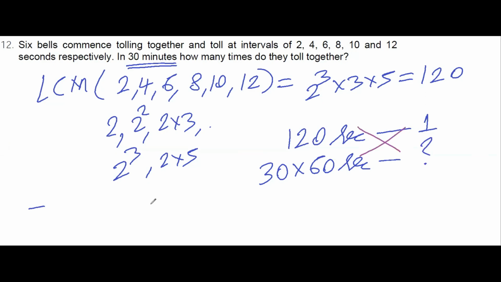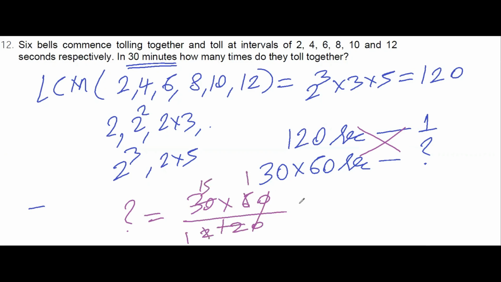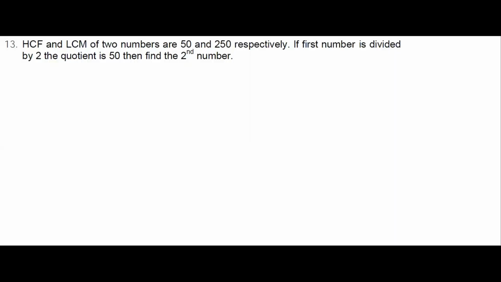Now you have to cross multiply. So the question mark will be 30 into 60 divided by 120. So the zeros cancel, 6 ones are 6, 6 twos are 12, 2 ones are 2, 2 fifteens are 30. So 15 is the correct answer. Got it? Fine.